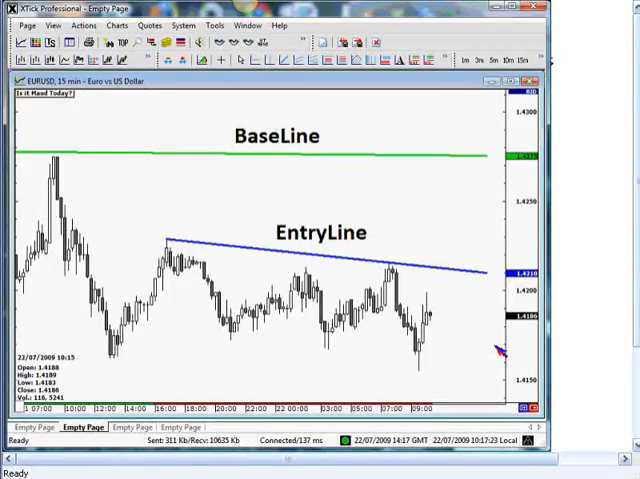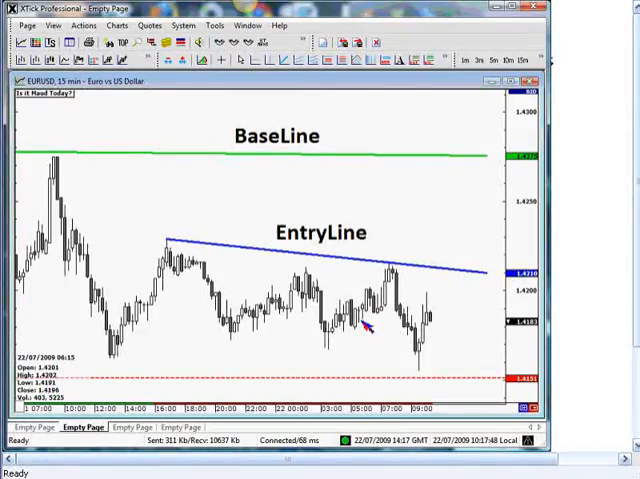If price breaks through and closes above my entry line, that's a buy trade for me, and I want to ride it all the way to the baseline, the profit target, the previous area of resistance. My stop loss is going to be below the lows that the currency pair made before it broke above this line in the first place.